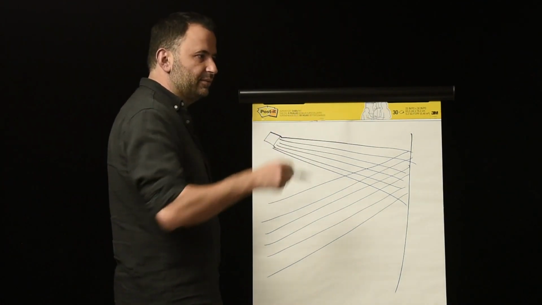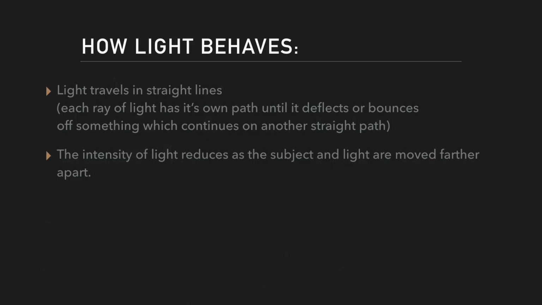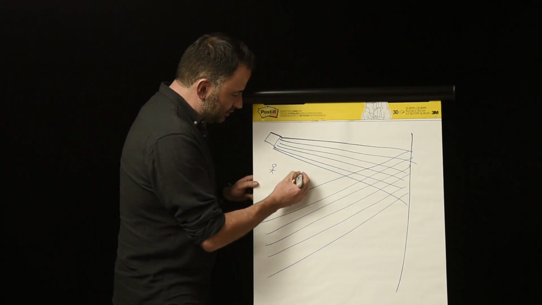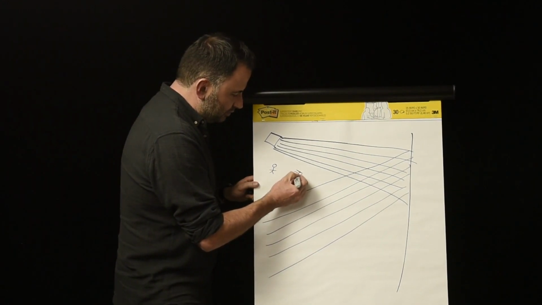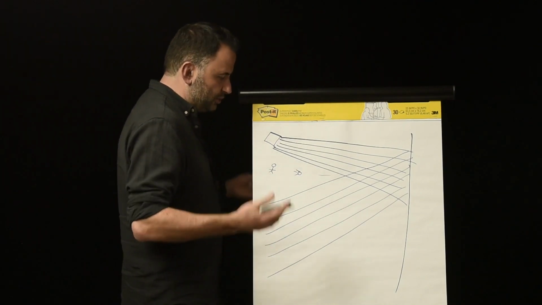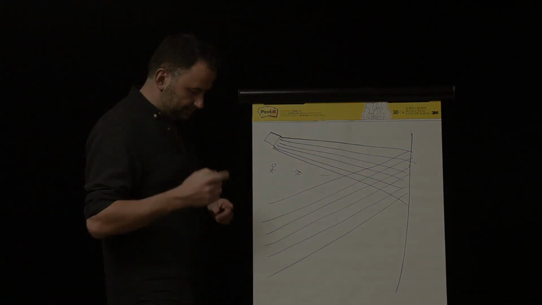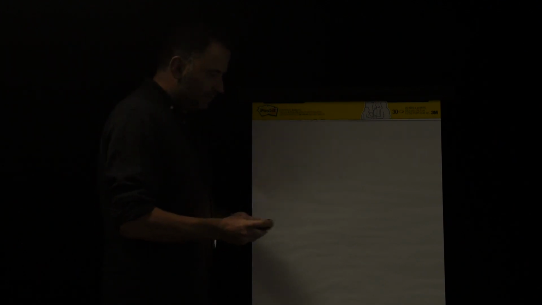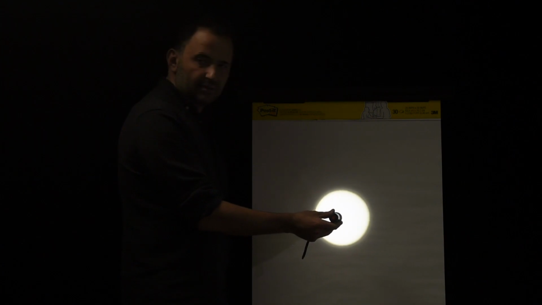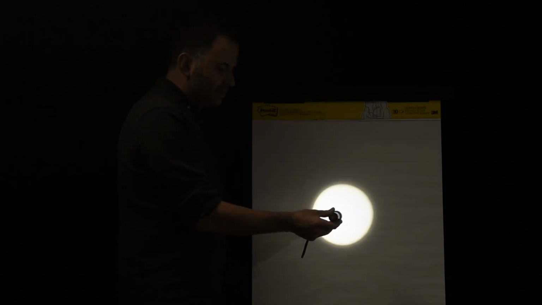Now, the intensity of light reduces as the subject and light are moved further apart. That's a pretty obvious one. If this is your subject and this is your light source, as they get further apart, the intensity will reduce. Now let's prove it. Let's say this piece of paper represents the subject, and where the light is right now represents 100% of that light, okay? Of course, we need a starting point.